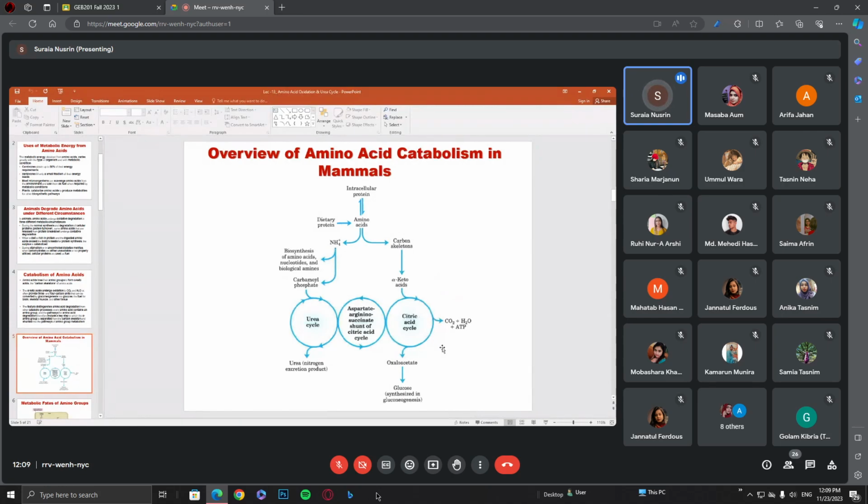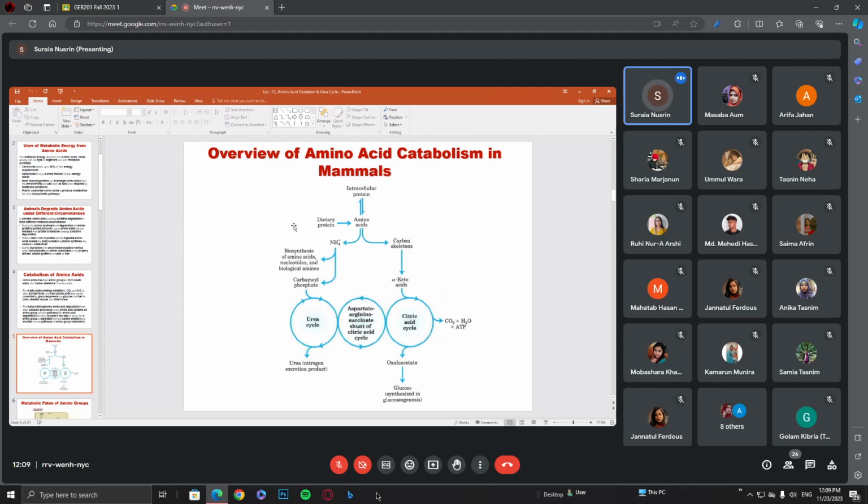We already learned the citric acid cycle. We also learned that the intermediates of the citric acid cycle are used to synthesize glucose. Specifically here we are seeing oxaloacetate is used to synthesize glucose by gluconeogenesis. Okay, now what happened to that amino group?